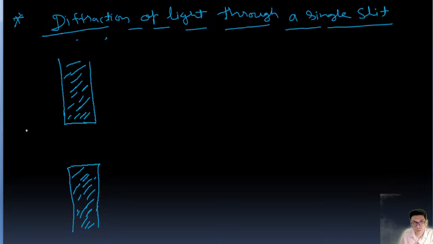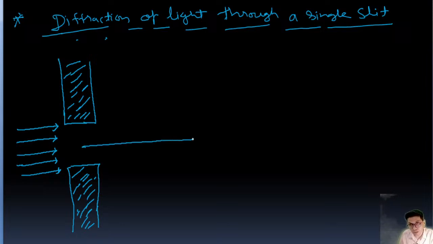So these are the rectilinear light rays. From here I will take this as a central point. This is like this. This angle is theta, and other rays are like this. These are bending of light.